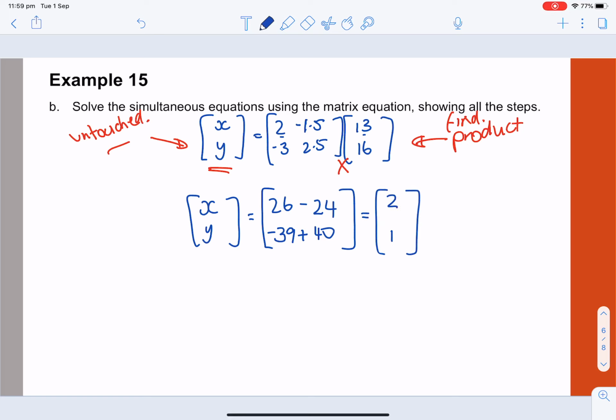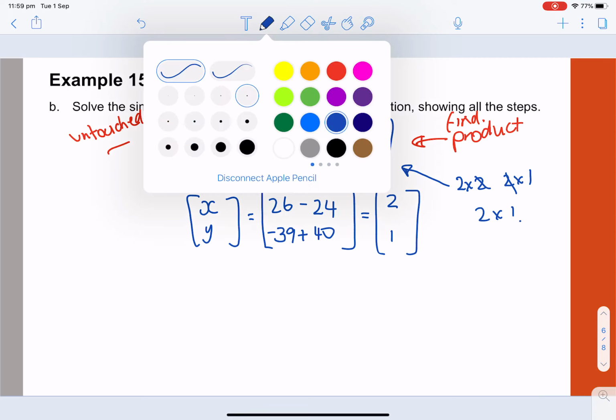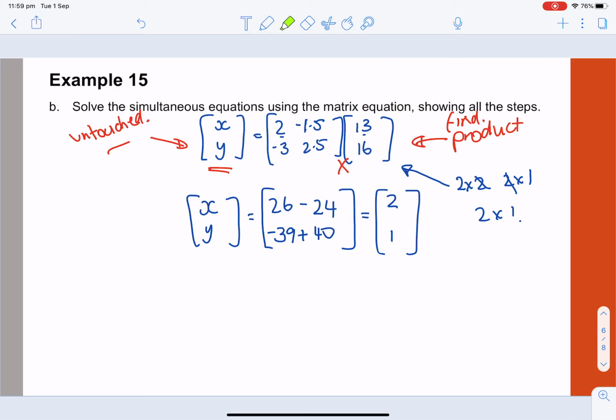So I have just a 2 by 1 matrix because, remembering matrix multiplication, 2 by 2 times 2 by 1, yes, they match, so I end up with a 2 by 1, which I have. So now we equate the elements to solve the simultaneous equations, and that just means taking that and putting it in an equation. So x equals 2, y equals 1.